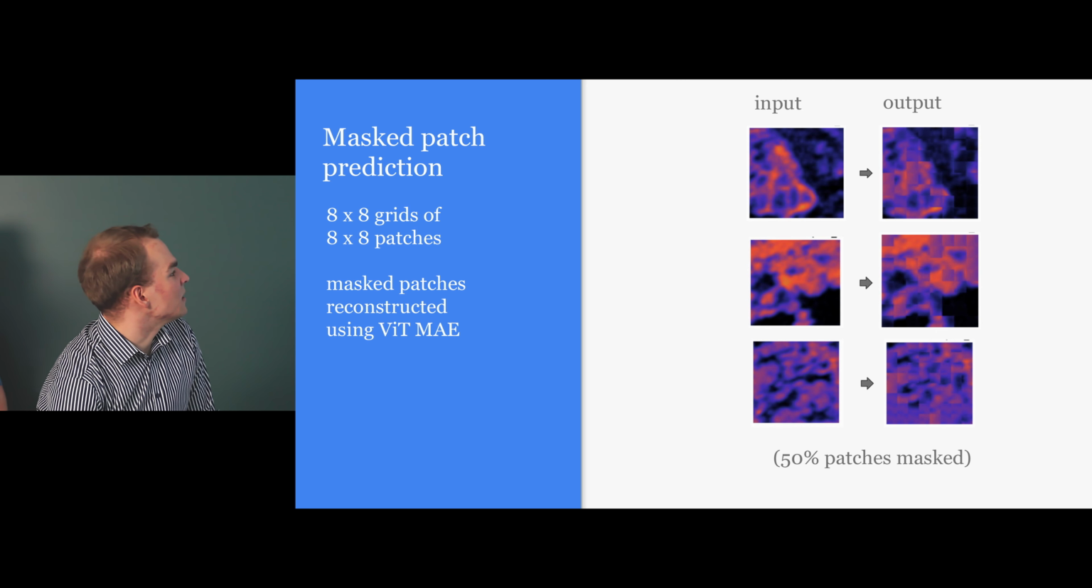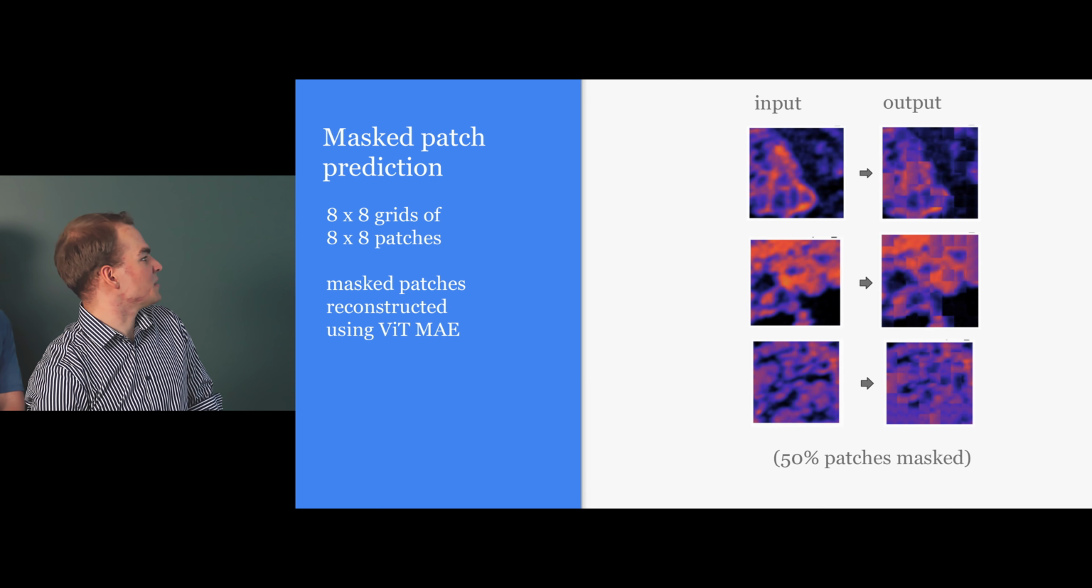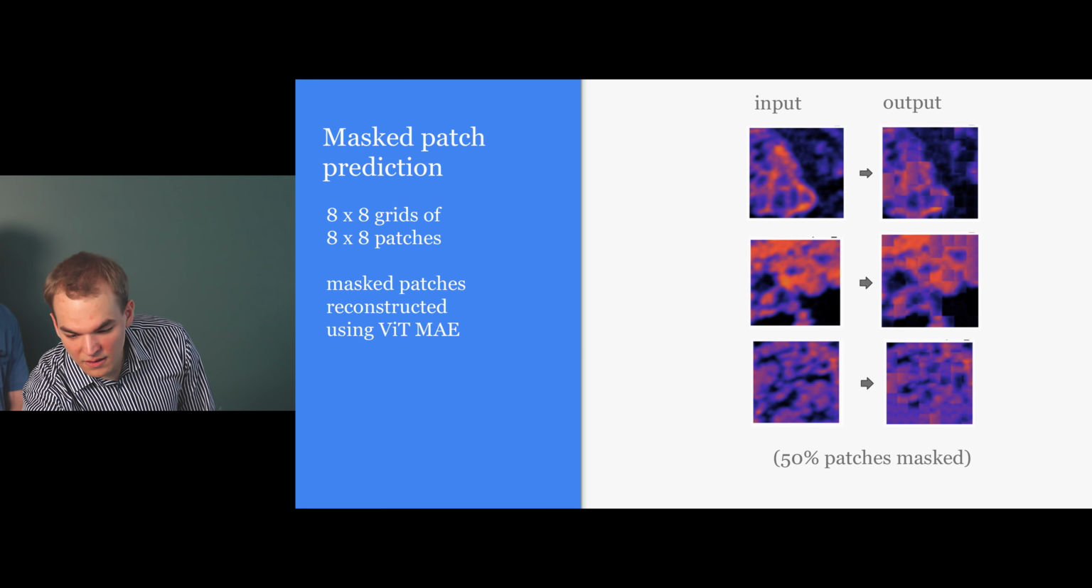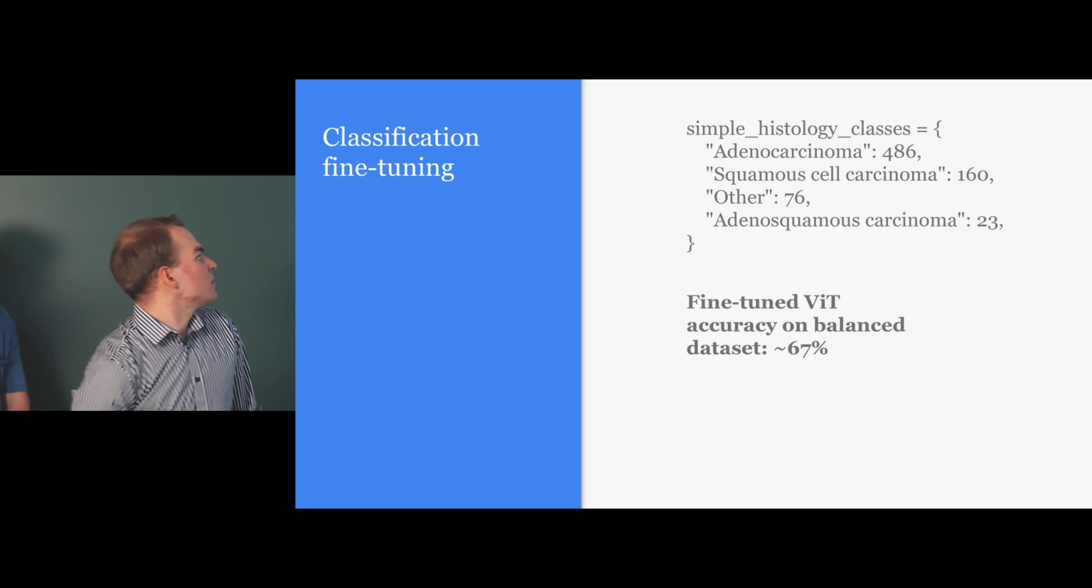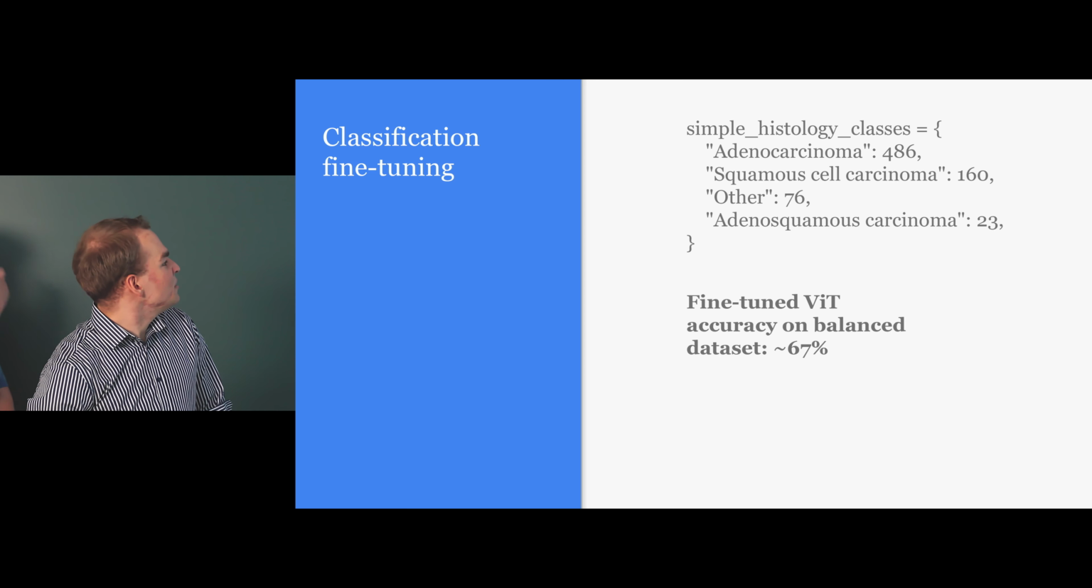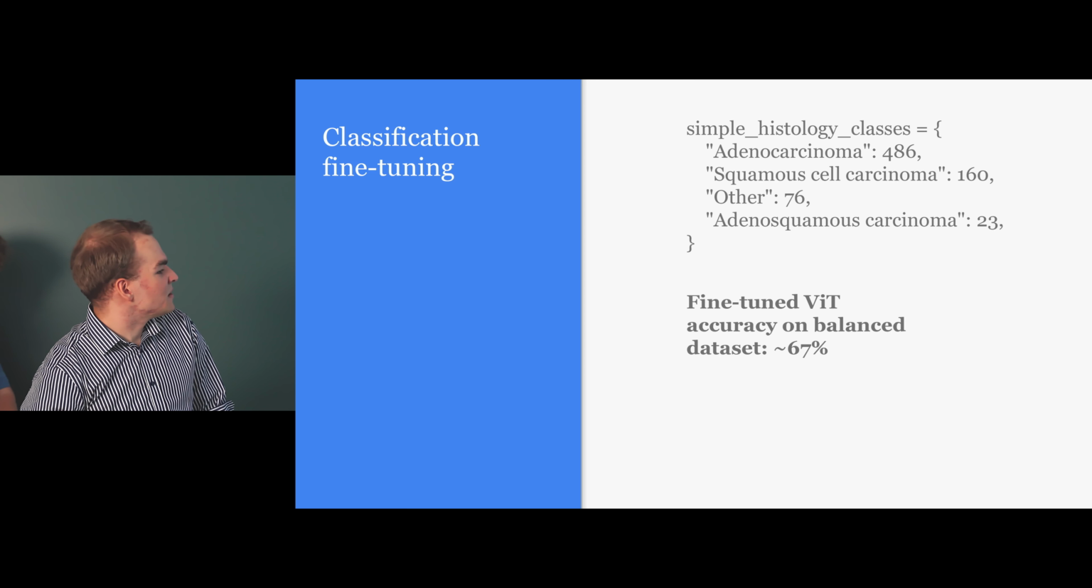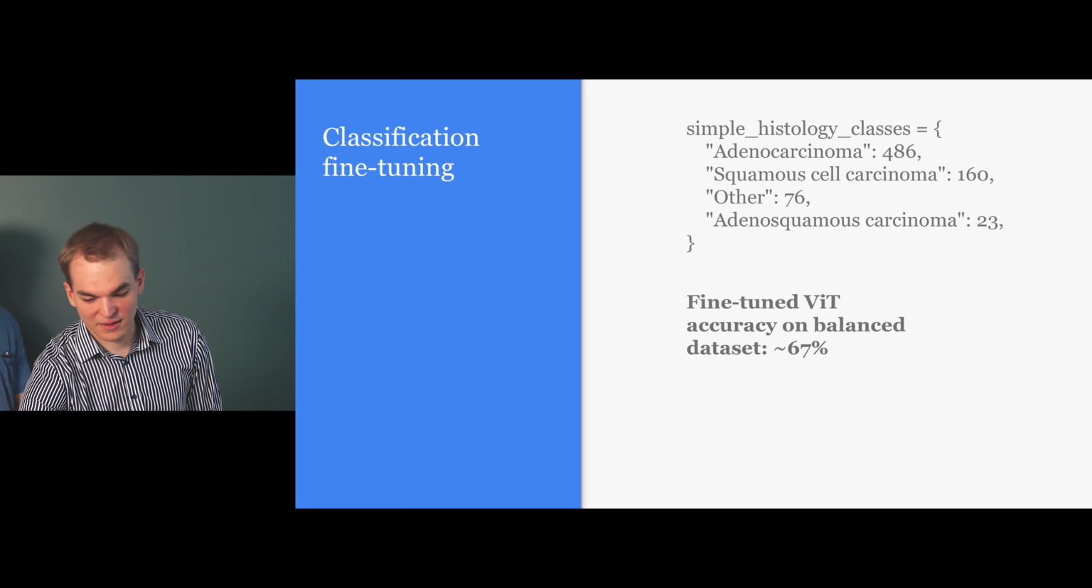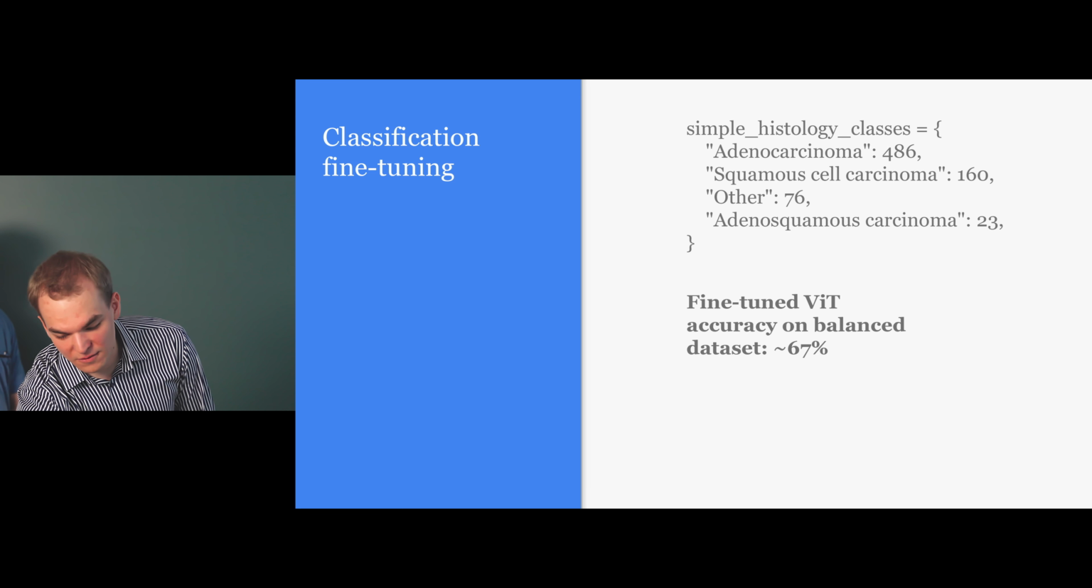And here we can see the masked patch reconstruction using the ViT MAE. Also, I ran a classification fine-tuning where I got 67% accuracy on a very simple 4-class dataset, 67% on the balanced version of the dataset.